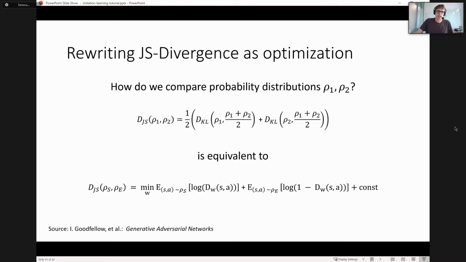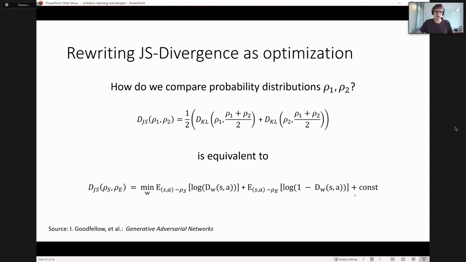Okay, so the first thing we do in terms of math is rewrite the Jensen-Shannon divergence as an optimization. We settled on this formula for D_JS as a way of comparing two probability distributions, rho 1 and rho 2. With a bit of math, up to a constant, which doesn't matter because we're going to be optimizing this, the Jensen-Shannon divergence can be written as this minimization.